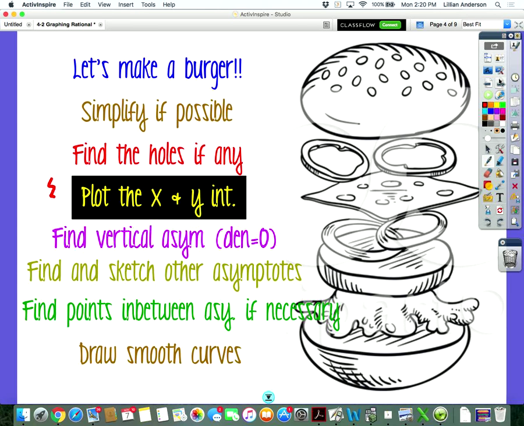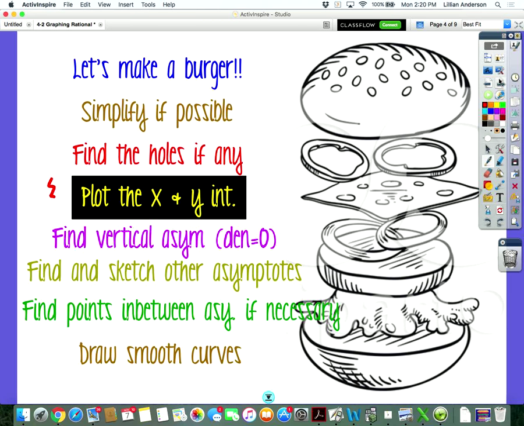Okay, I don't know about you, but places mess up my order, so I like to check my burger, make sure everything is there. Find the holes if necessary. Okay? But if there are any. Then plot your x and y intercepts. Remember, how do you find your x-intercept? You set the numerator equal to 0. How do you find your y-intercept? Plug 0 in for x.